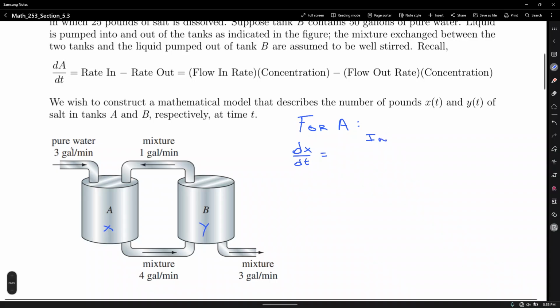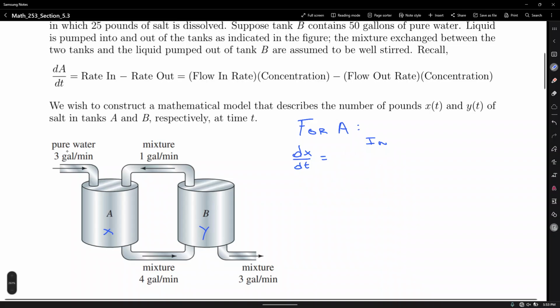Okay, pure water is coming in, right? So the flow rate of what is coming in is 3 times, but what is the concentration of salt that's coming in? 0, because it's pure water, all right? What else is coming in, guys? Okay, whatever mixture from tank B. Now, here is the thing. At which rate is it coming in? So at 1 gallon per minute.